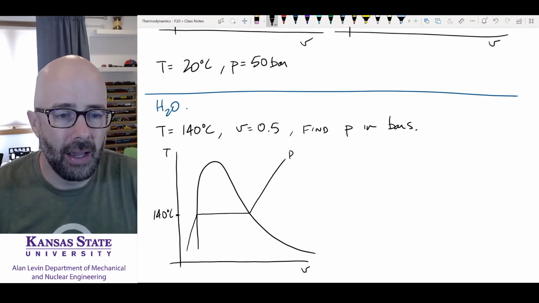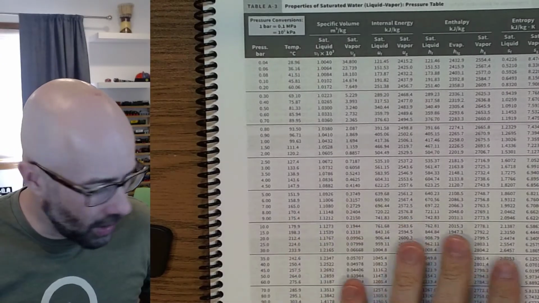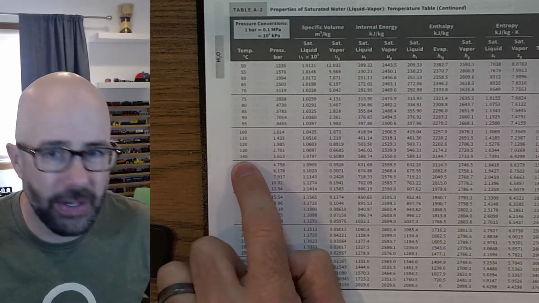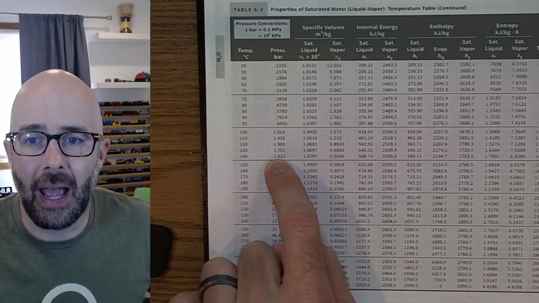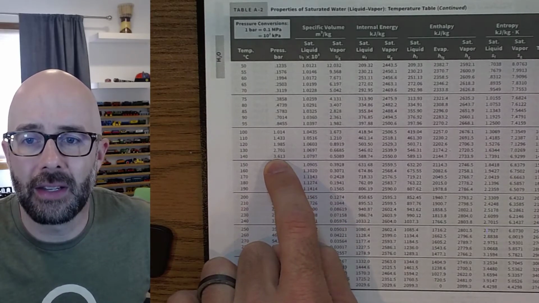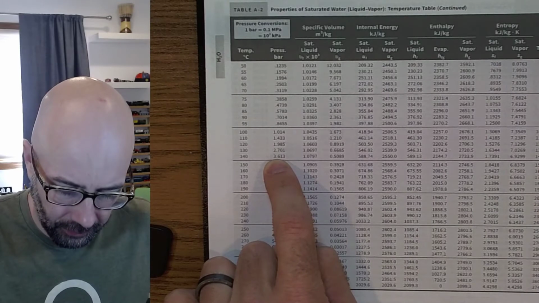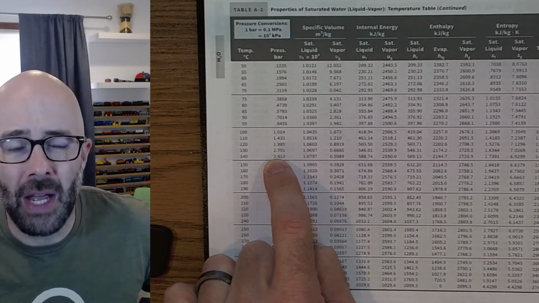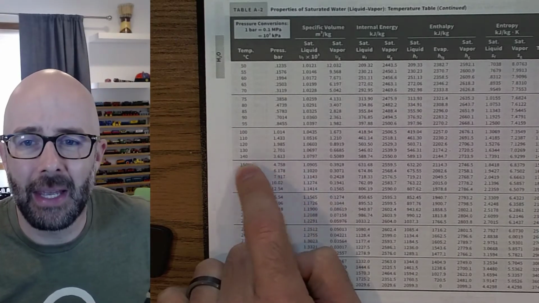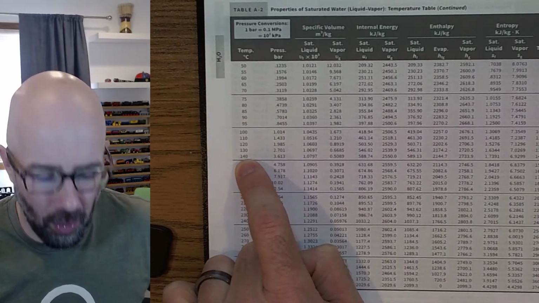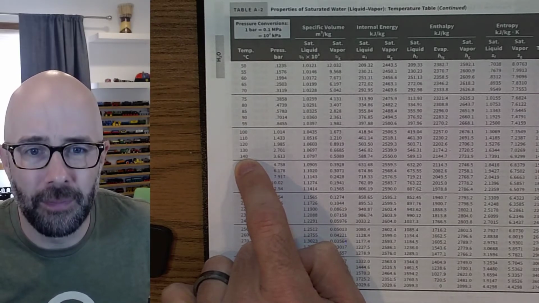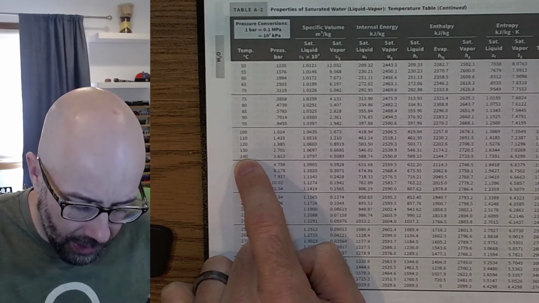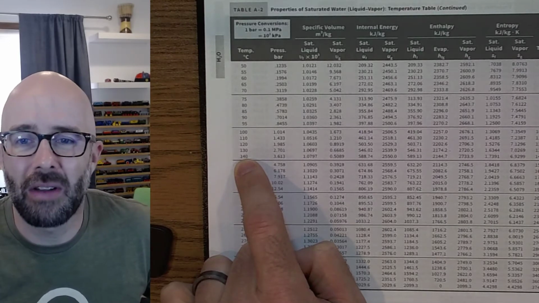Okay, so I'm going to go to my document camera here, and let's go look at 140 degrees Celsius. All right, 140 degrees Celsius. We're going to saturate at 3.613 bars. Well, that's great and all, but that doesn't tell us anything, because the two things that we were given here are temperature and specific volume. So what I now want to figure out is where saturated liquid and saturated vapor are on this.